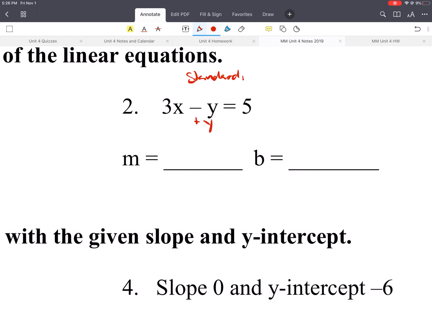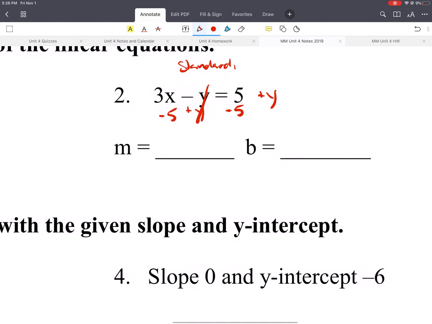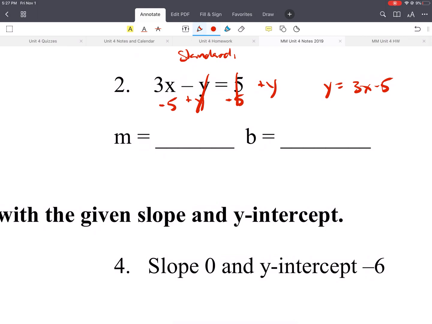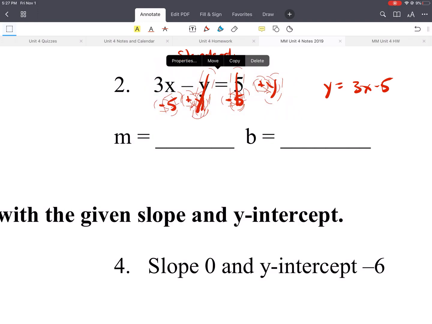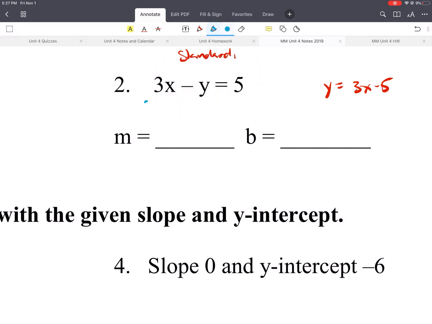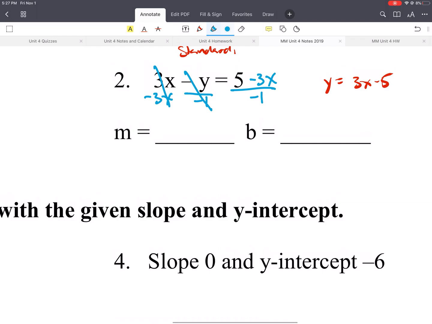We could add y to both sides, and then we could subtract 5 from both sides, and we'd get y equals 3x minus 5. Okay. Or if you wanted to try it differently, let's try it a different way. You could subtract 3x from both sides, and then we'd need to divide both sides by a negative 1. Okay, and you would end up getting the exact same thing.